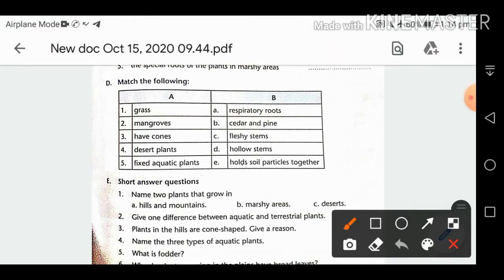Then grass holds soil particles together. Mangrove plants have respiratory roots. Cedar and pine grow in mountains, so they have cone-shaped plants. Desert plants have fleshy stems so that they can store water. Fixed aquatic plants have hollow stems.